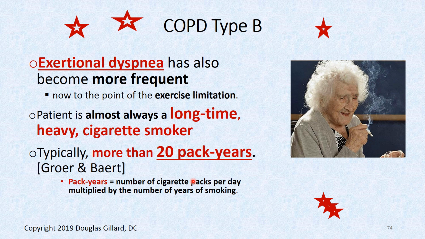Exertional dyspnea because of all the gunk and chronic inflammation. They can't walk up the stairs. They can't supply the body with enough oxygen to do much stuff. Patients usually have a really long history of smoking, 20 pack years. You should know what a pack year is, easy board question. A pack year is the number of cigarette packs per day multiplied by the number of years they smoke. That'll give you the pack years, usually at least 20 pack years.